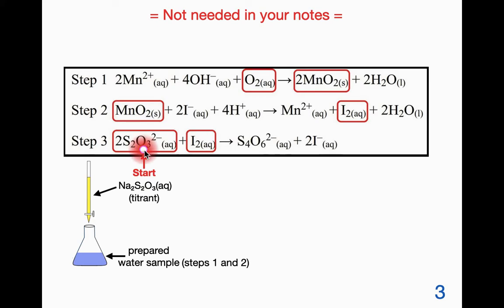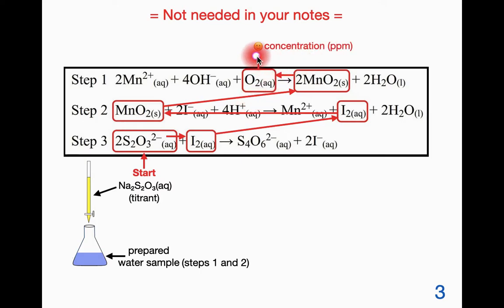Once you get to the end point, when the starch changes color, that will tell you the amount of iodine that you had, which will tell you the amount of manganese(IV) oxide that you had, which will tell you ultimately the amount of oxygen that you had in your water sample.